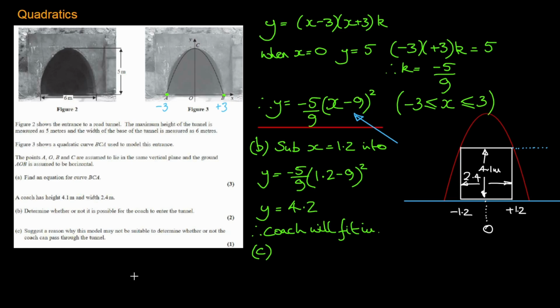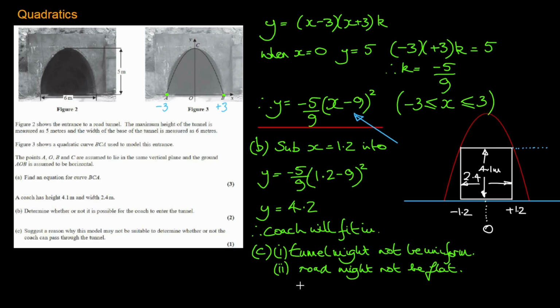So in part C, we're asked to suggest why the model might not work. Well, of course, the biggest restriction is that the tunnel might not be uniform. So that's our first one. And there are many more reasons. The road on which the coach goes might not be entirely flat. So let's write that down.